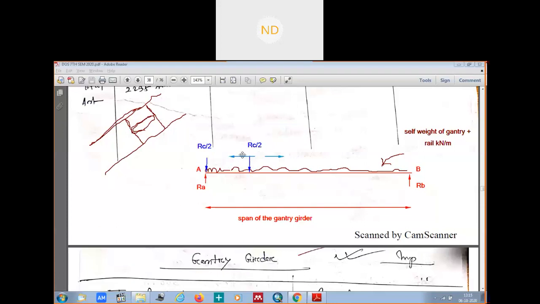This distance will be this one. I cannot make it short. This distance will be how much? Suppose we consider it to be B. Okay, B. That is the wheelbase. This is known as a wheelbase.